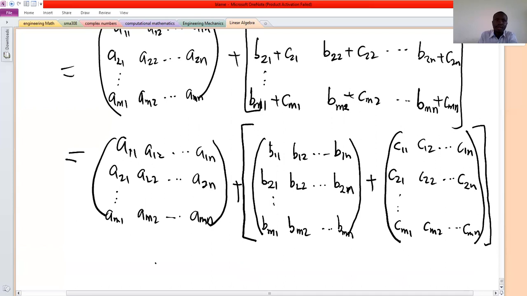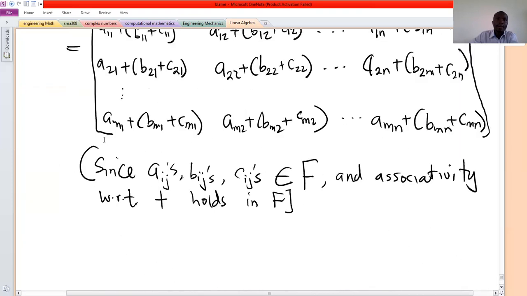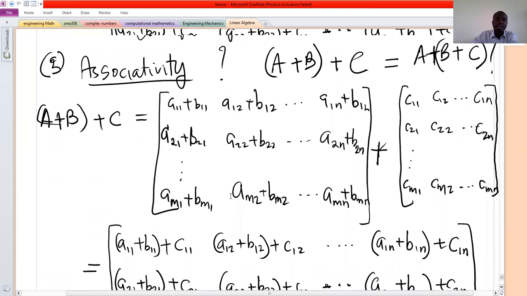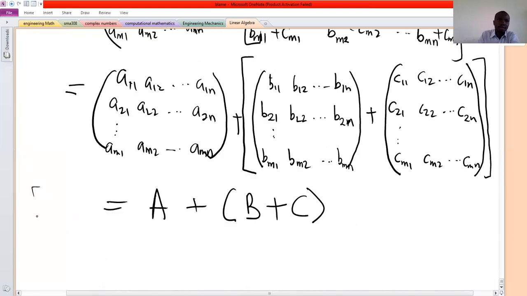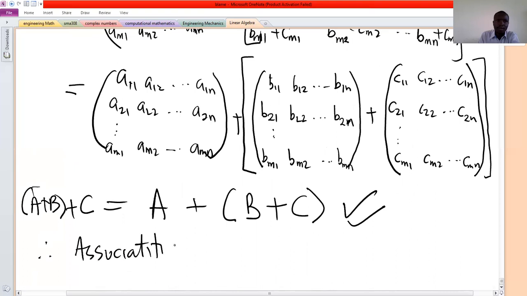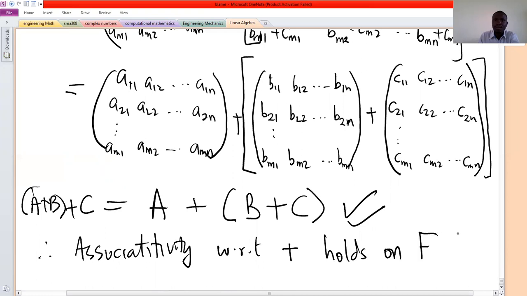And you see this is the definition of matrix A plus, in brackets, matrix B plus matrix C. And remember, we started from saying, in brackets, A plus B, and then plus C. So this side was A plus B, and then plus C. So you see, we have successfully shown that associativity with respect to addition holds on this set F m cross n.